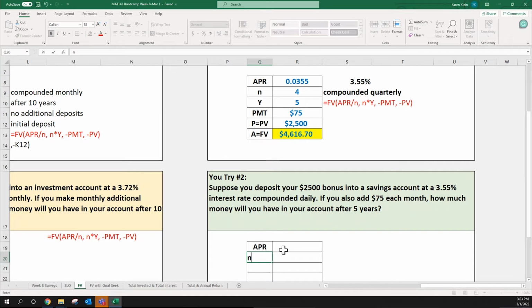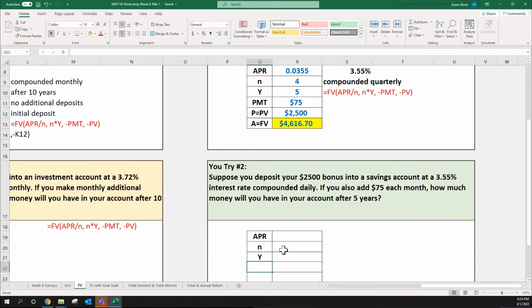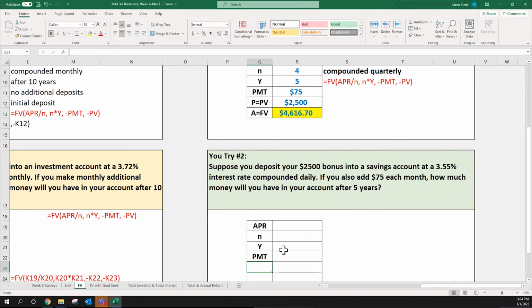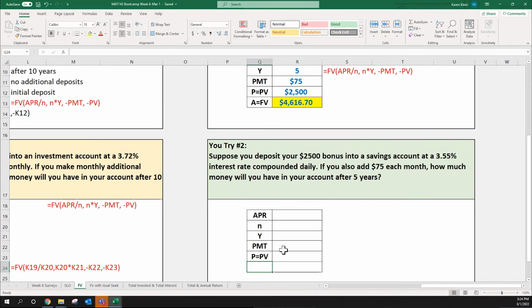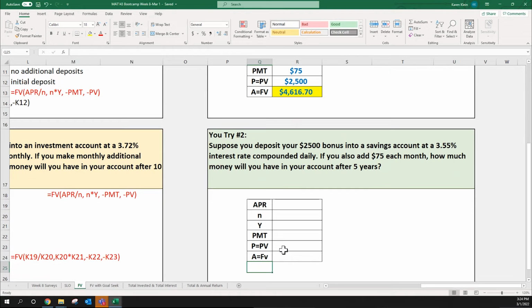And I think it's important for you to practice typing in all of the different input parameters because, you know, when you go to your test, you don't have a pre-filled worksheet like you have here. So let's just get into the habit of typing out those values.